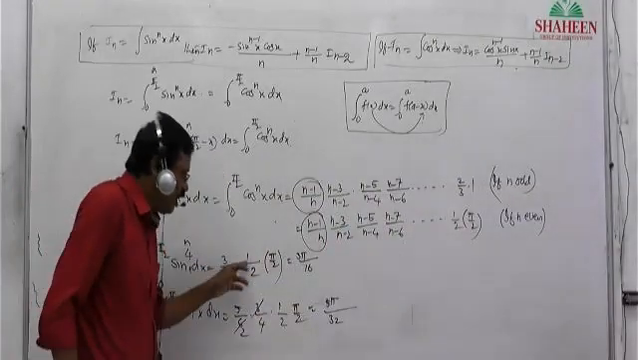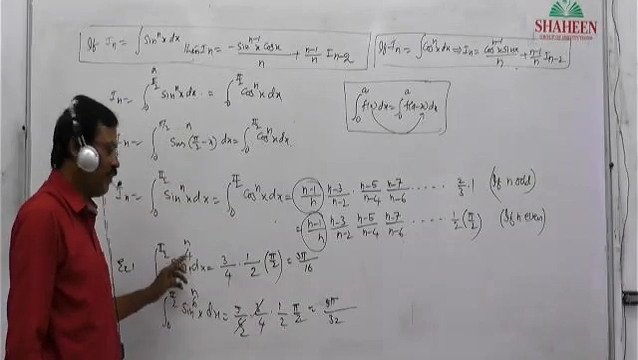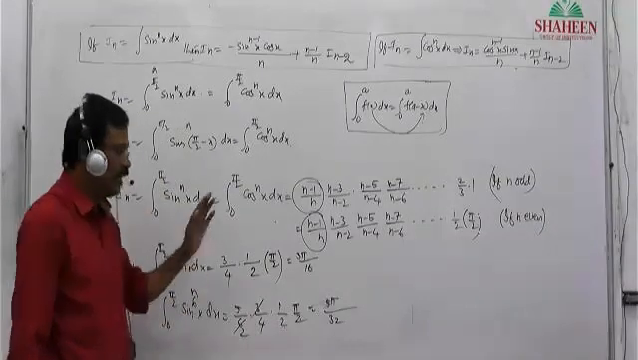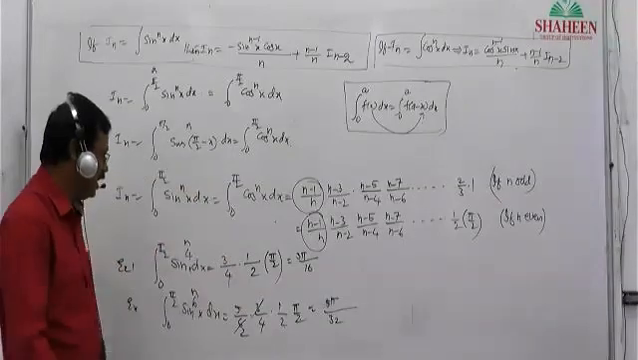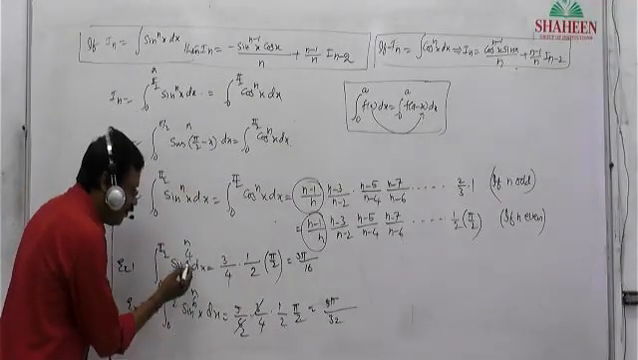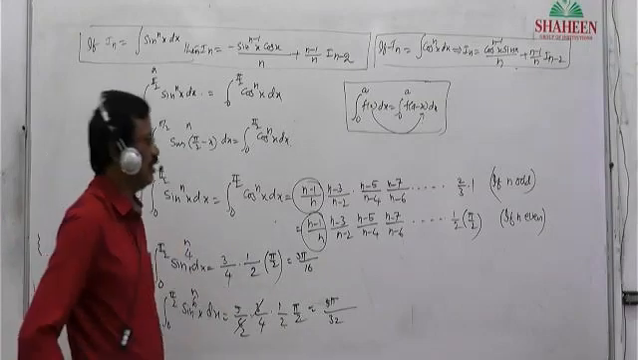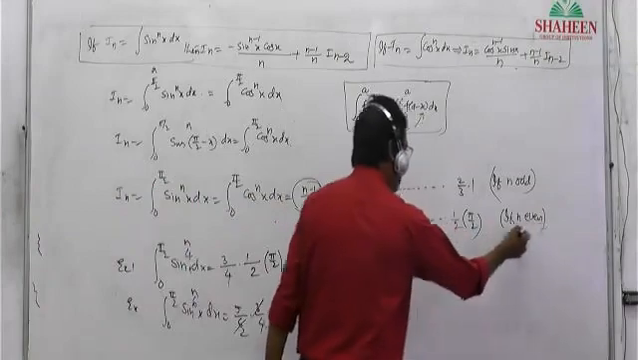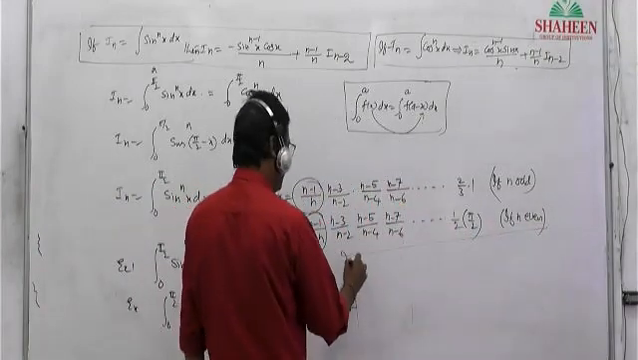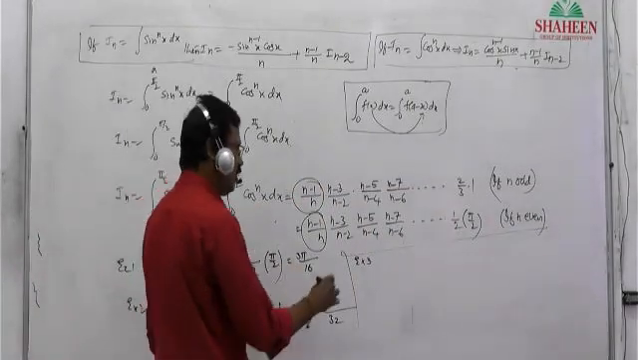Now, wherever n is even, you will definitely get the last number as 1 by 2 only. Suppose I take any even number, instead of 4 or 6, I take 8. Can we get 1 by 2 at the last or not? Let us see that example also, Example 3. Definitely we should get 1 by 2.